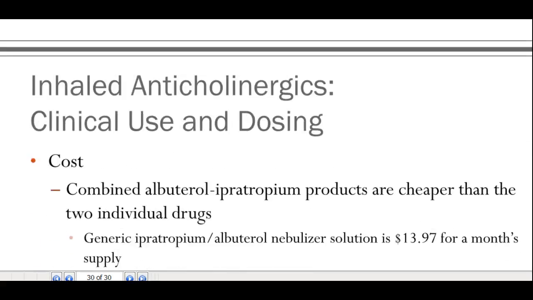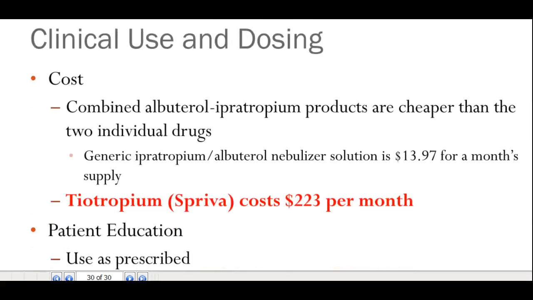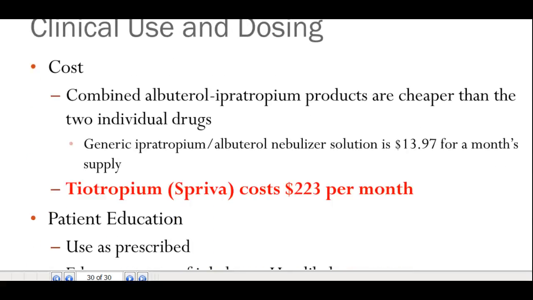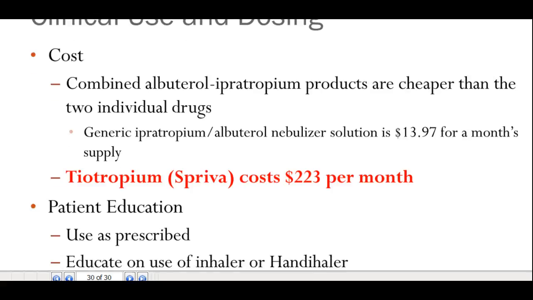Extra clinical use and dosing. Spiriva is very expensive, as you can see, $223 a month. The insurances are paying for less and less and less. This is exactly what's happening.